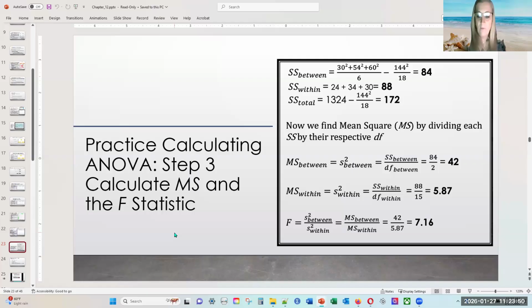All right, so now we have calculated sum of squares between, within, and total, and now we can find the mean squares. So we simply divide. We already determined what the degrees of freedom were for each of those areas, and we've determined sum of squares. So we take the sum of squares between divided by degrees of freedom between, and we arrive at 42. We do the same thing for the within, and we arrive at 5.87. And now we can take the mean squares for between and within and divide them. And we end up with 7.16. All right.